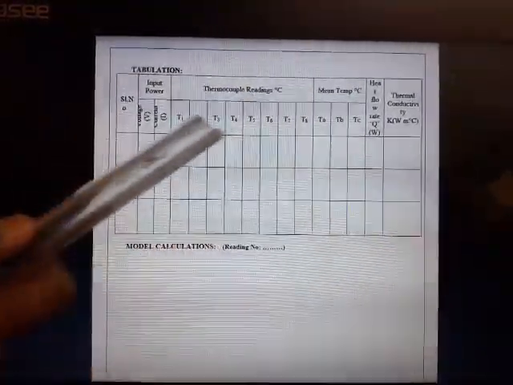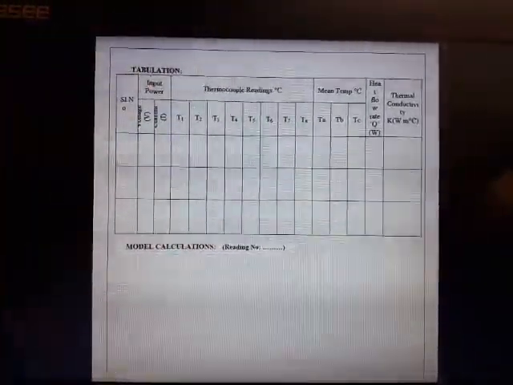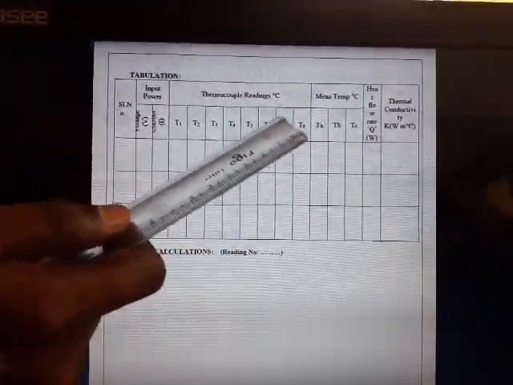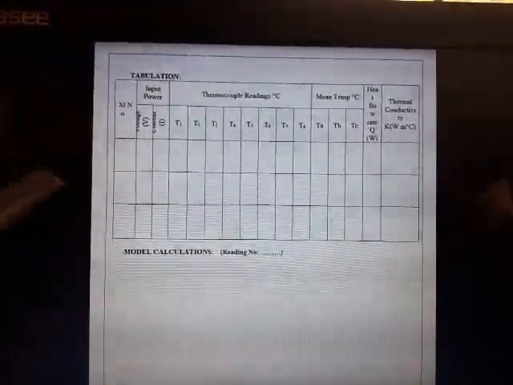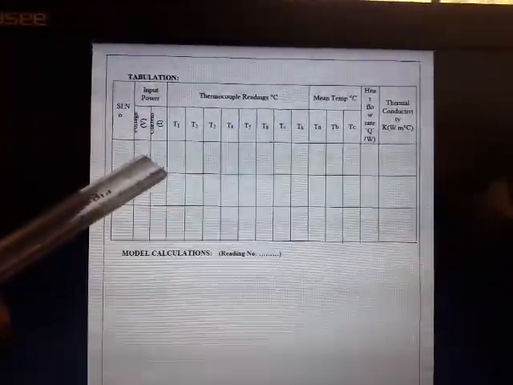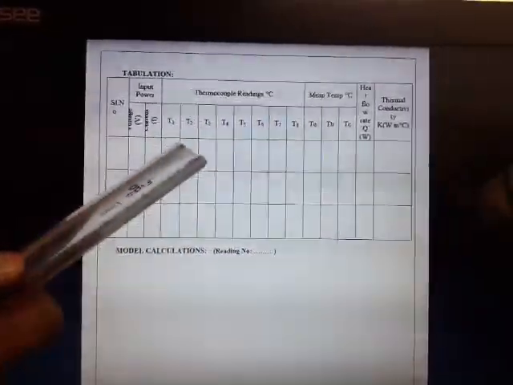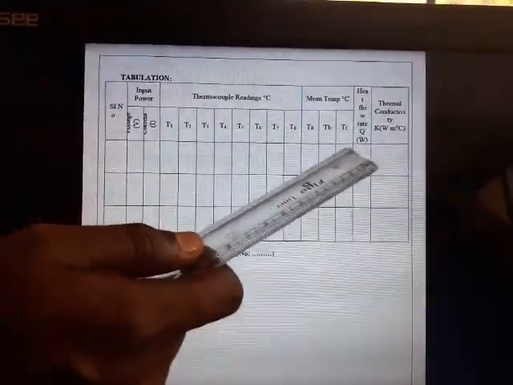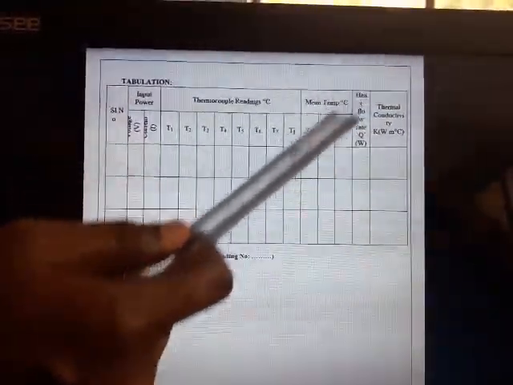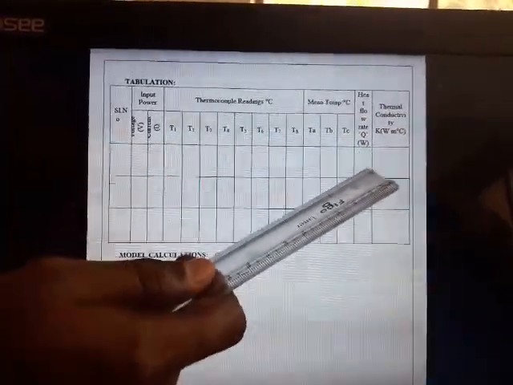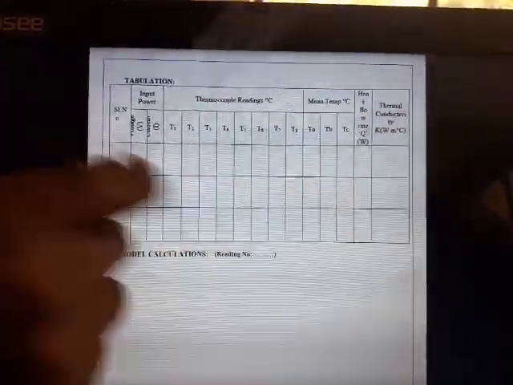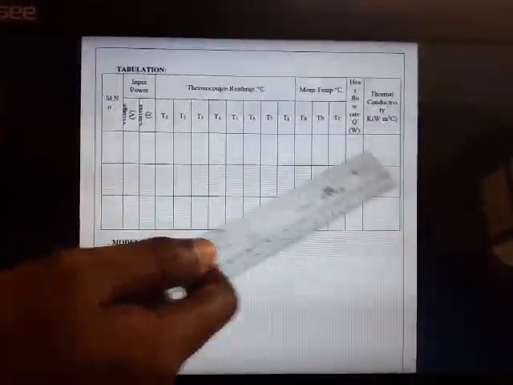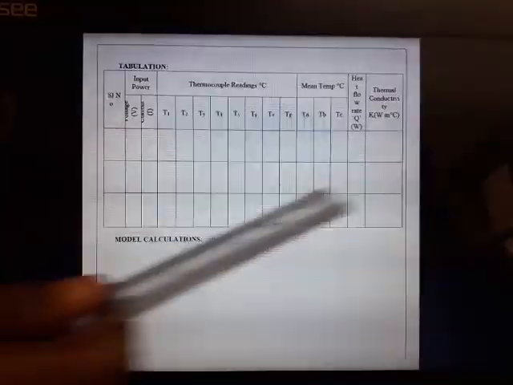TA is the average of T1, T2, T3. TB is the average of T4, T5, T6. TC is the average of T7 and T8. So for the first set of readings at 60 volts, you have to note down the temperatures T1 to T8, and next calculate TA, TB and TC. At the end we determine the heat flow rate using a formula, which we will discuss later. Once we find the heat flow rate, we can calculate the thermal conductivity for the given condition.